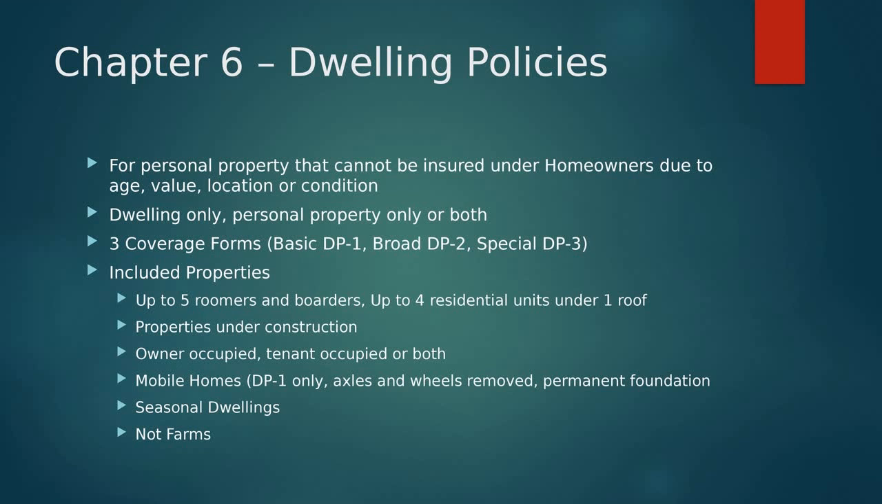There are 3 types of insureds that will have an insurable interest in a dwelling policy. 1 would be an owner, number 2 would be a landlord, and number 3 would be a tenant or renter. These policies have certain eligibilities, and can insure either the dwelling only, the personal property only, or both. There are 3 separate coverage forms that will cover dwelling policies, and you need to know the term as well as the code that goes with this, if you will.